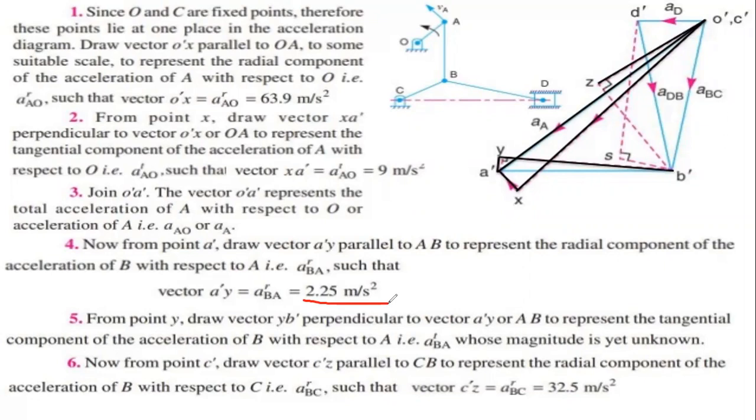Then from point Y, draw the vector YB dash perpendicular to A dash Y. So the tangential component of BA is not known, that is, the magnitude is not known. So we are not measuring these.